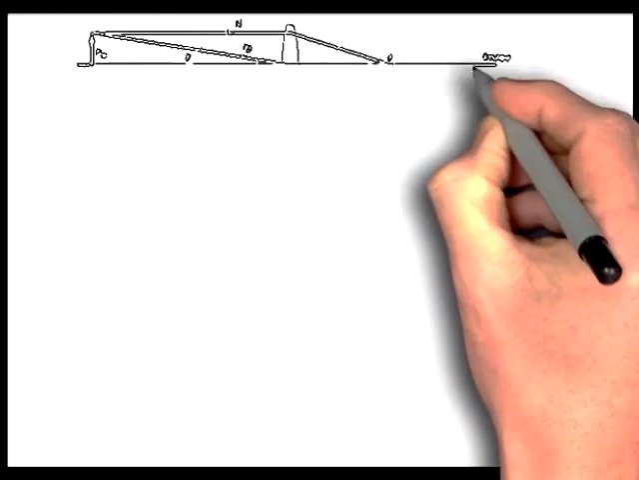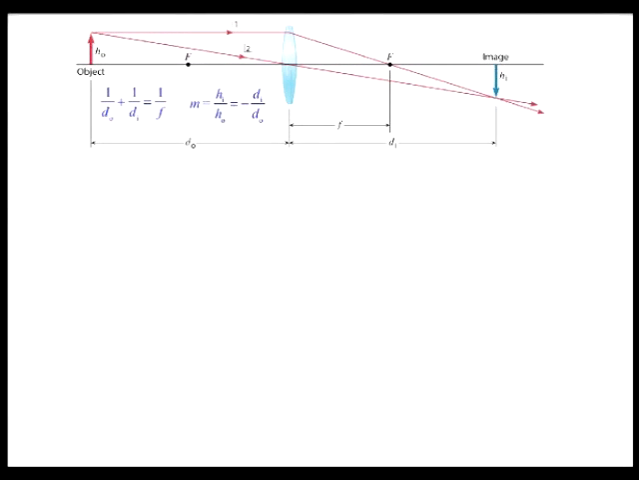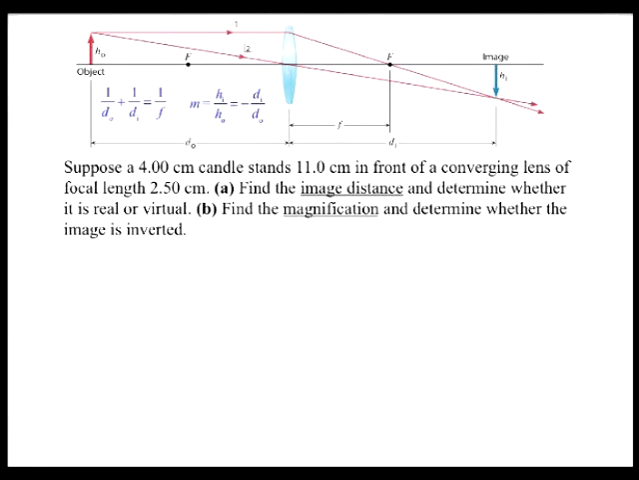We now demonstrate the application of the thin lens and magnification equations through an example. Suppose a 4.00 centimeter candle stands 11.0 centimeters in front of a converging lens of focal length 2.50 centimeters. A. Find the image distance and determine whether it is real or virtual. And B. Find the magnification and determine whether the image is inverted.